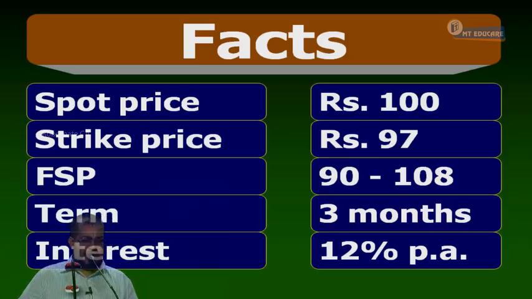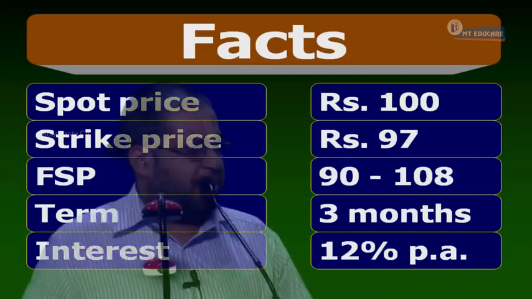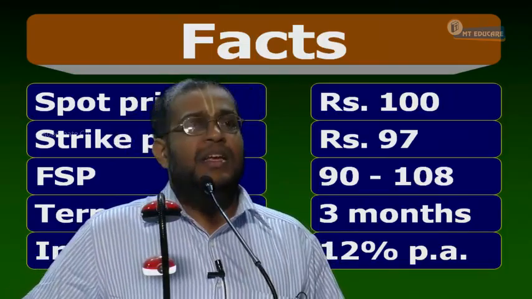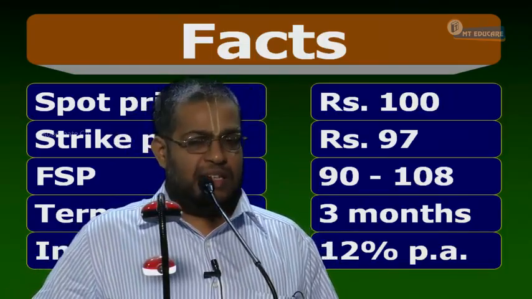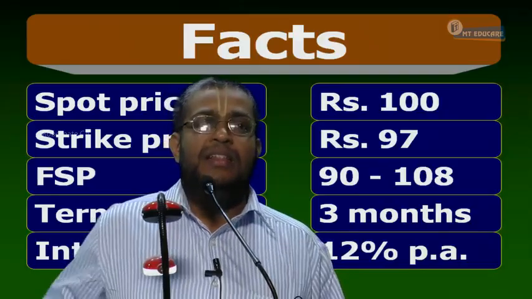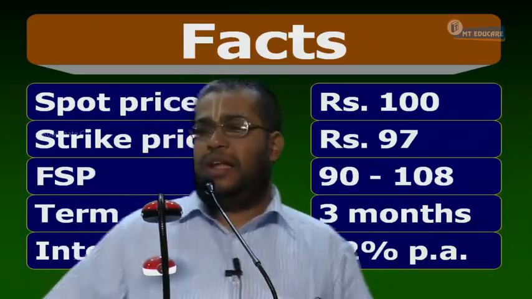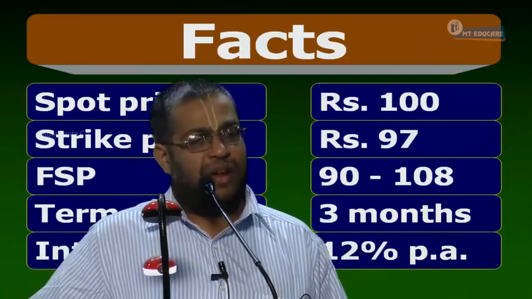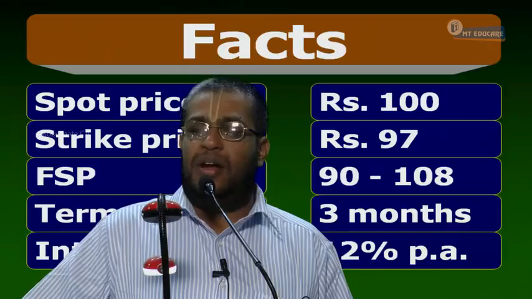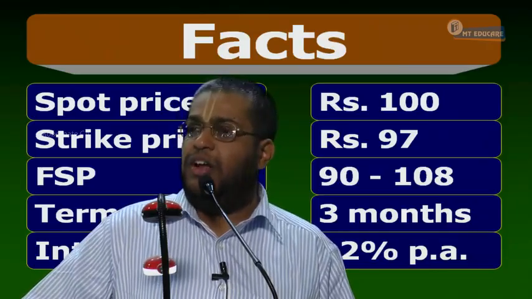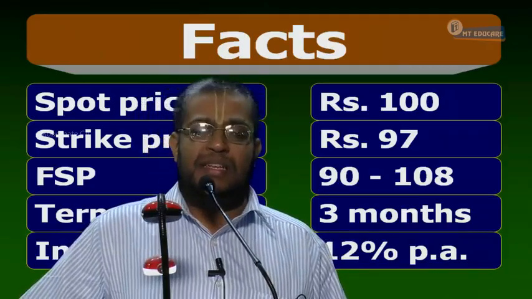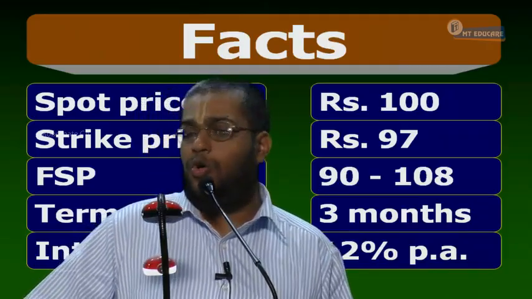There are three prices for the underlying asset: spot price, strike price, and then the future spot price. Price at which the underlying asset is trading today in the market is called as spot price. The agreed price for a future transaction today we call as strike price. And the actual price at which it is trading in the market on the maturity date we call as future spot price.